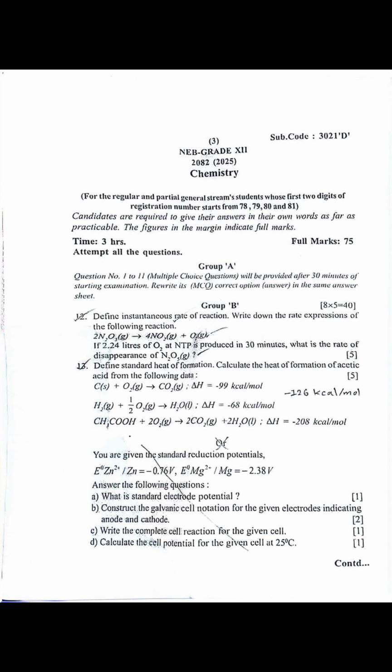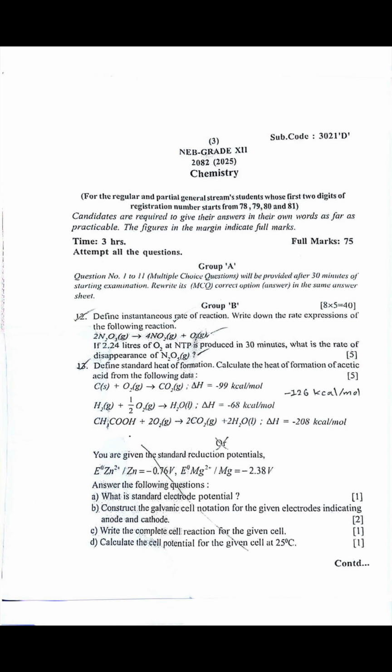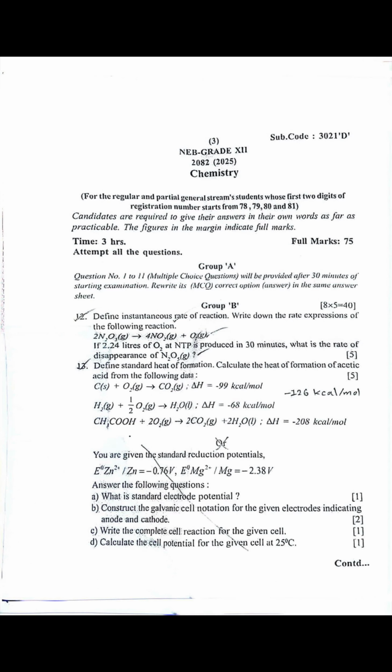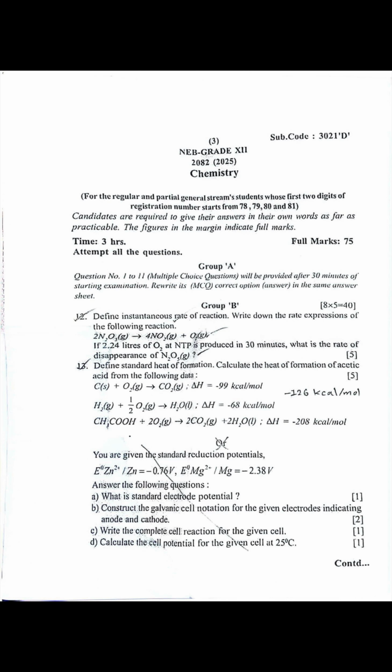Group B, question number 12. Define instantaneous rate of reaction. Write down the rate expressions of the following reaction: 2N2O5 gives 2N2O4 plus O2. If 2.24 liters of O2 at NTP is produced in 30 minutes, what is the rate of disappearance of N2O5?